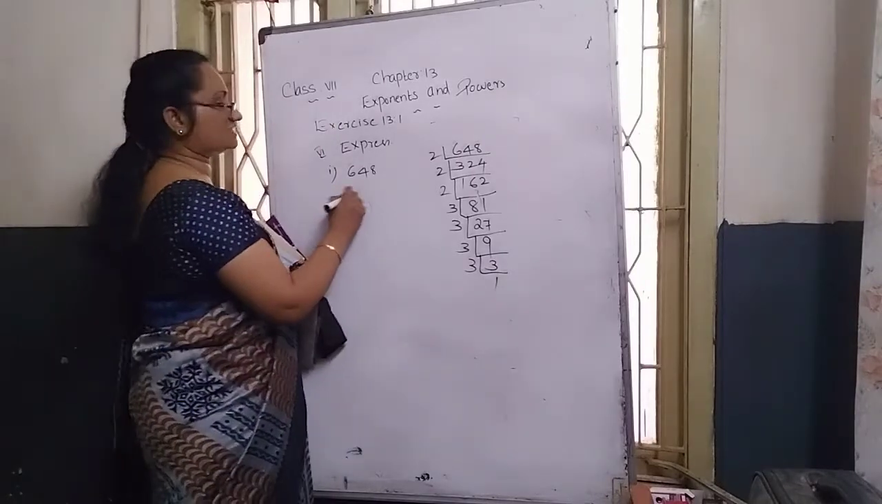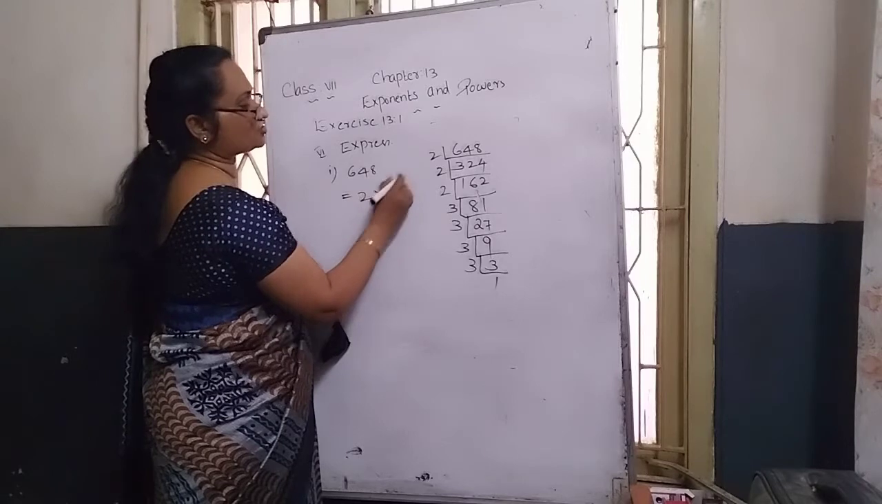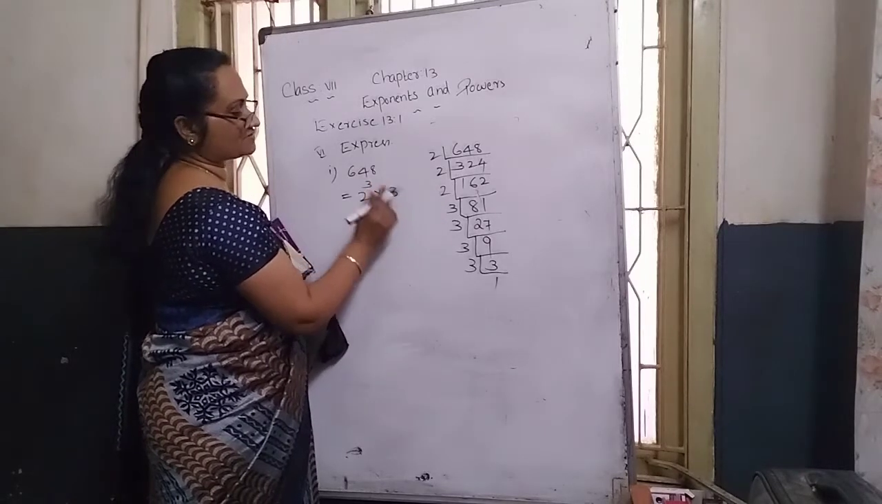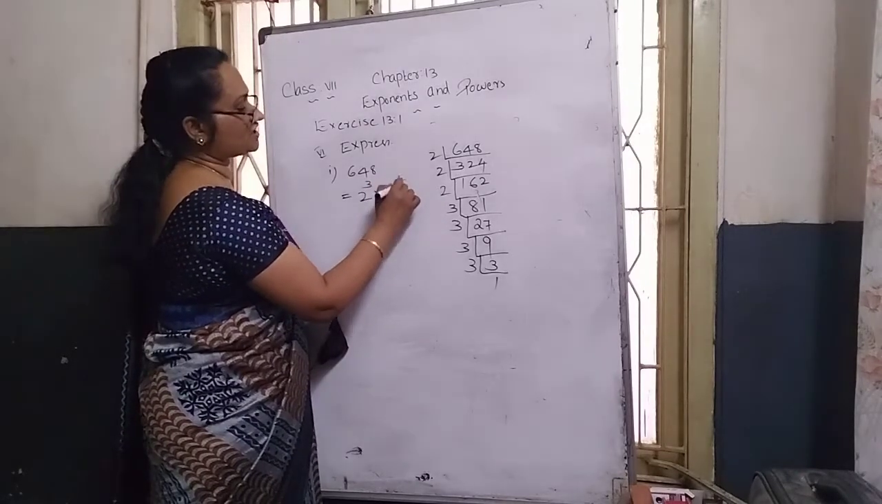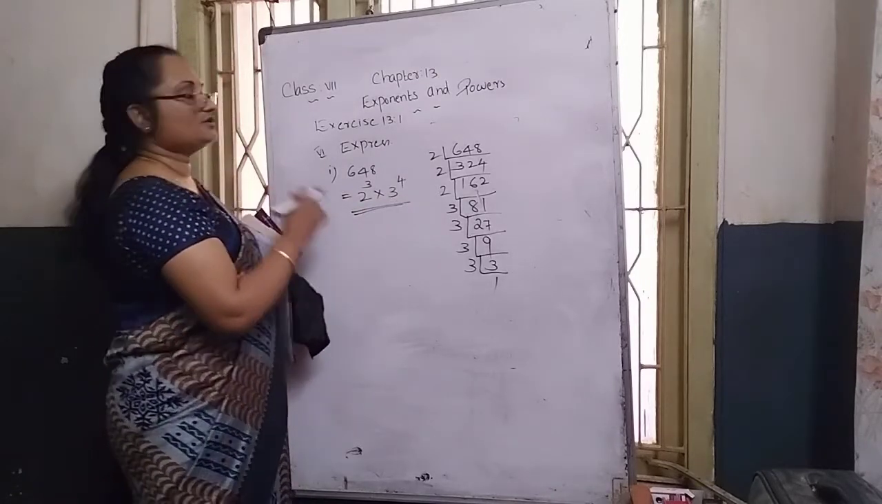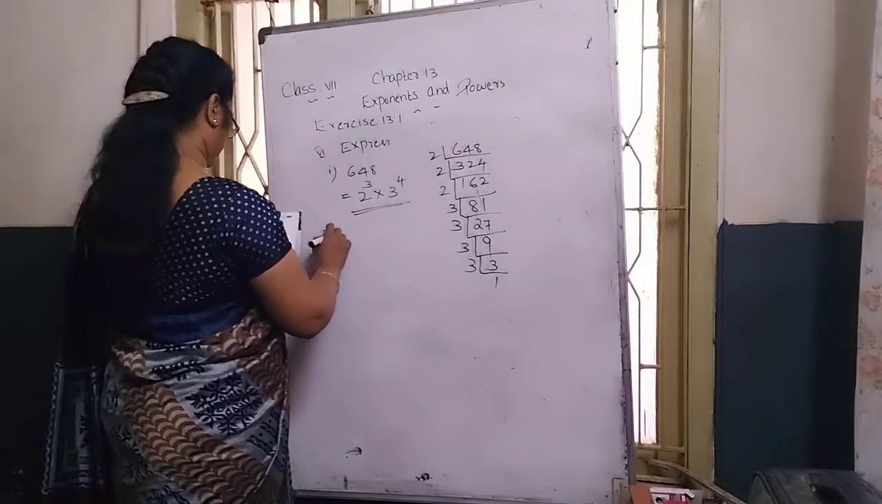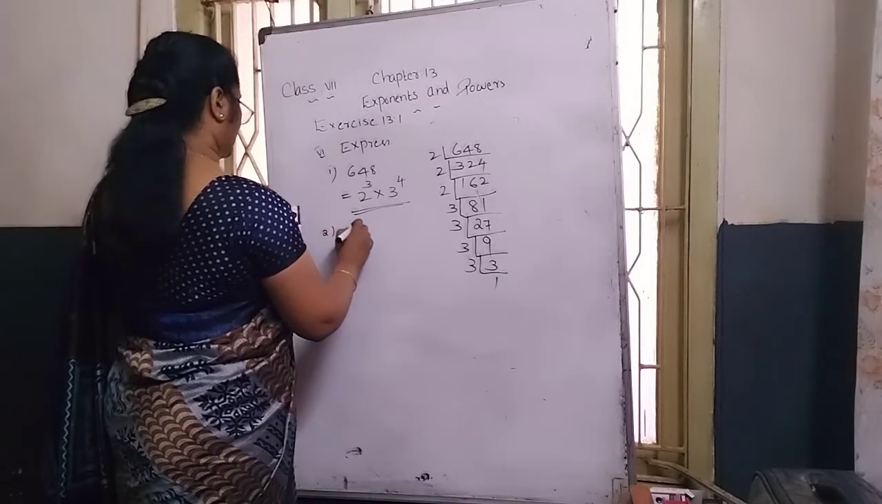So what are the bases there? One is 2, another is 3. How many times is 2 repeated? 3 times. How many times is 3 repeated there? 4 times. So we can express it in this way, power notation. Then the next question, the second question, same order.